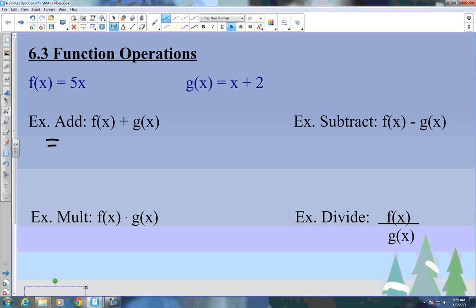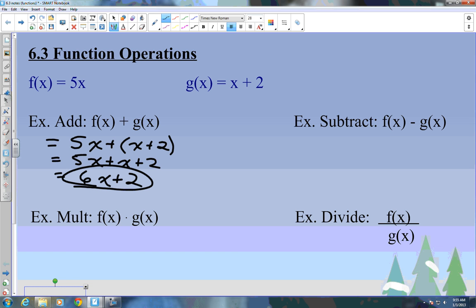So I'm going to take my f of x is 5x. My g of x is x plus 2. Well, I'm just adding so I can drop my parentheses. And I just get 6x. So f of x plus g of x, just add them and simplify. What do you got?